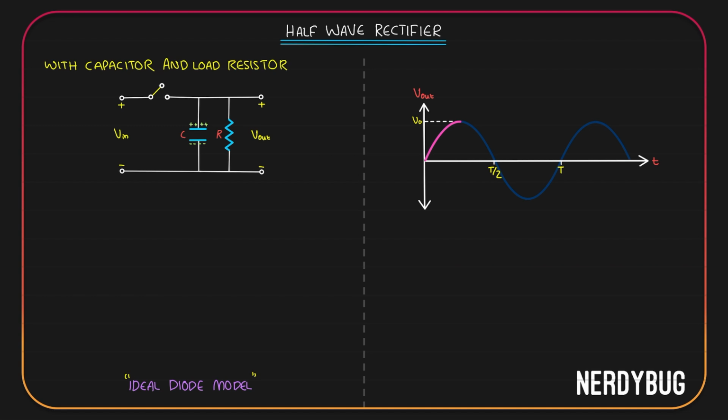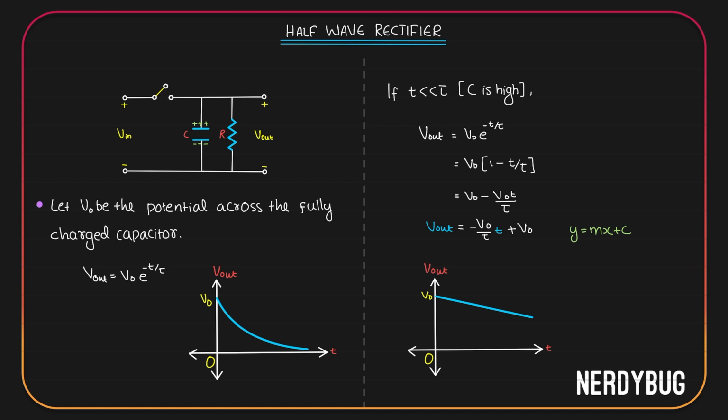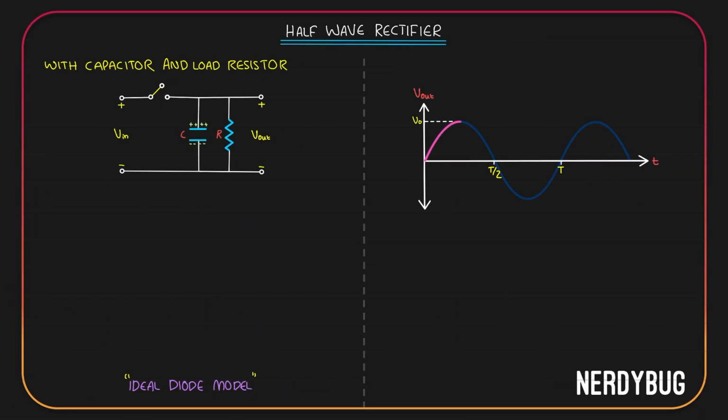Earlier, without the load resistor, the capacitor did not have a path to discharge. So the potential across it remained constant and the output remained constant. But now, capacitor can actually discharge through the resistor. If the time constant is really high, it can discharge linearly. If the time constant is small, it can discharge exponentially. To consider both cases, let me duplicate this.